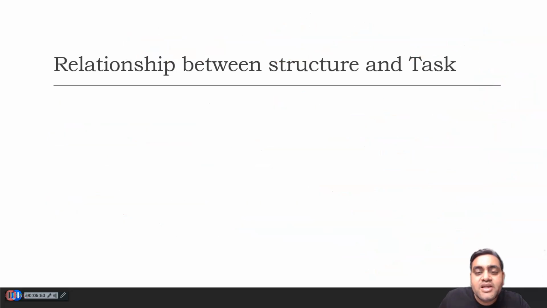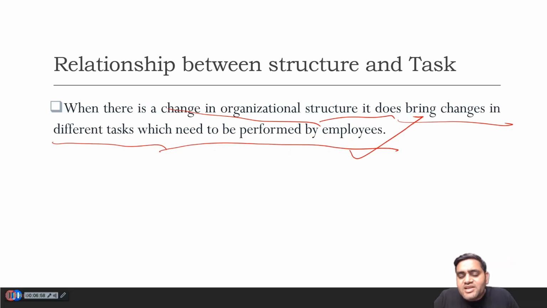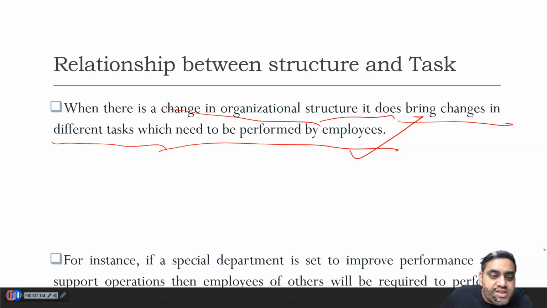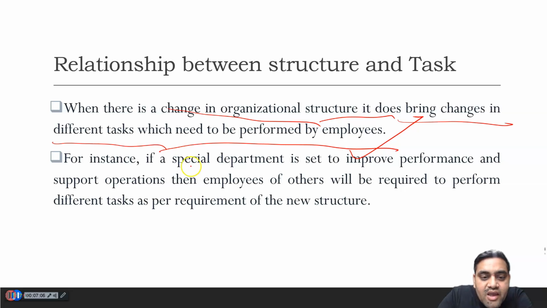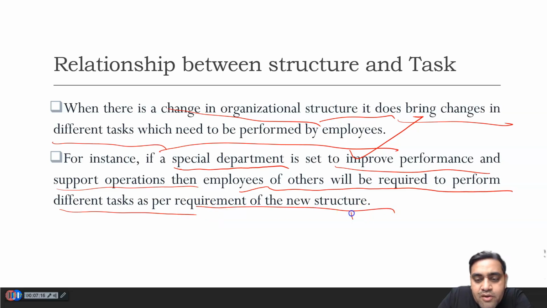Another important thing is the relationship between structure and task. When there is any change in the organizational structure, it does bring changes in the different tasks which need to be performed by the employees. So if there is any change in the structure, then it will also bring change in the tasks performed by the employees. Let's see how this will change. For instance, if a special department is to be set up to improve performance and support operations, then employees of other departments will be required to perform different tasks as per the requirement of the new structure.